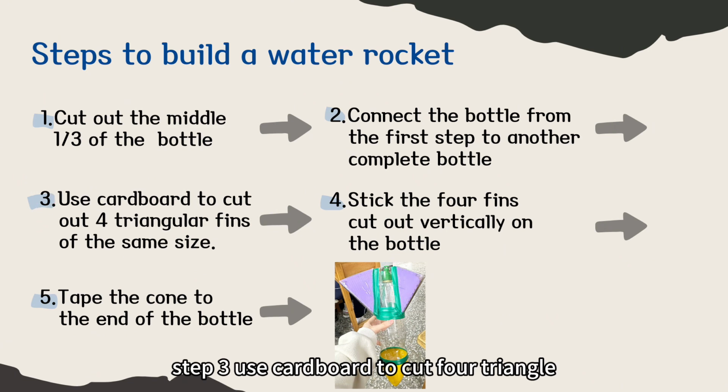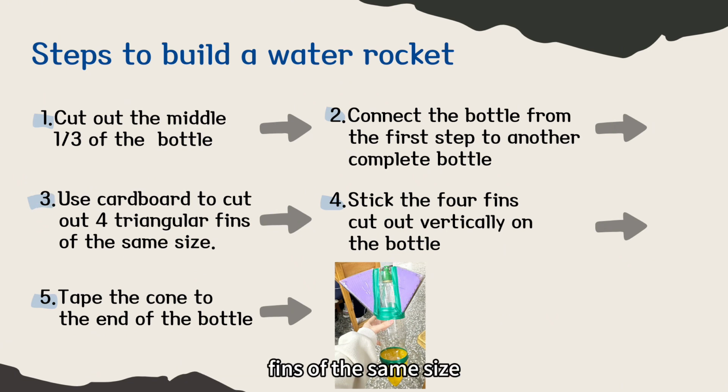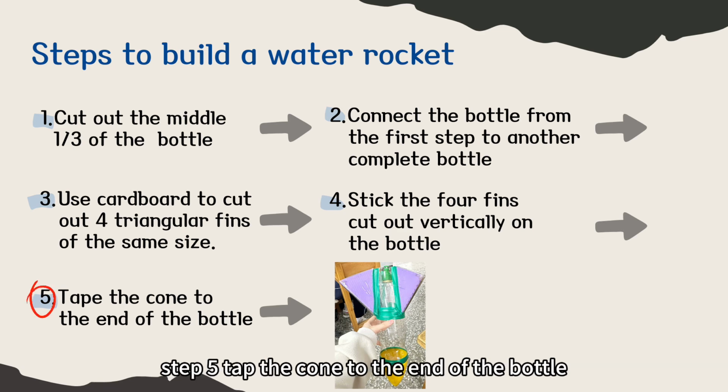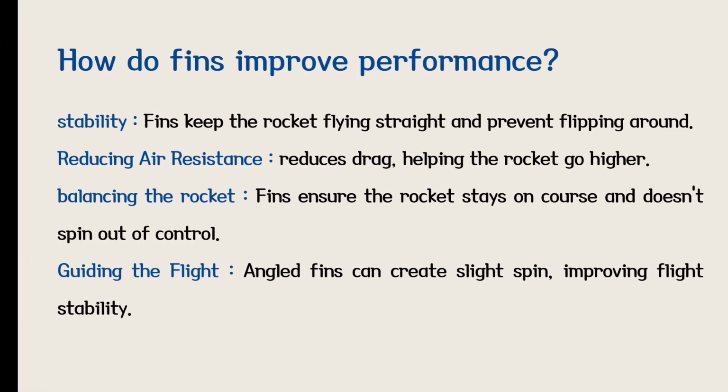Use cardboard to cut 4 triangular fins of the same size. Step 4. Stick the 4 fins cut out vertically on the bottle. Step 5. Tape the cone to the end of the bottle.